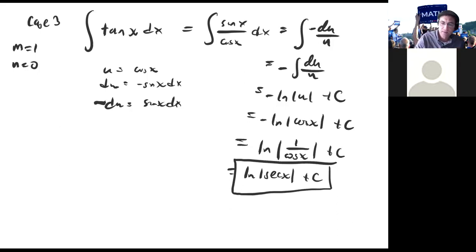Okay, let me move on to the next case, which is, again, an atypical case. It's not a general thing. It's just a single integral. So let's consider case 4. It's the integral of secant x dx. This is the case where m is 0 and n is 1.